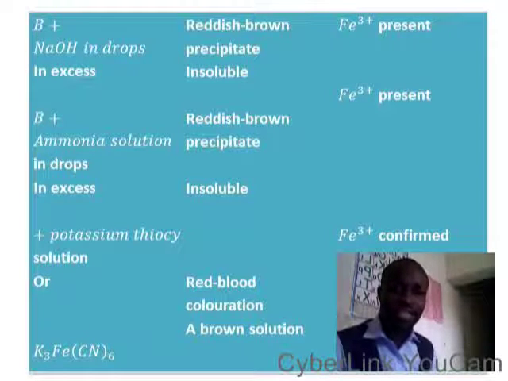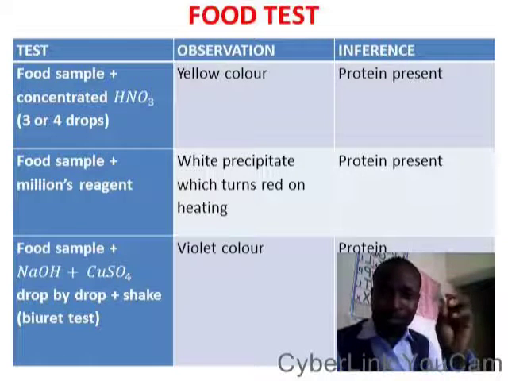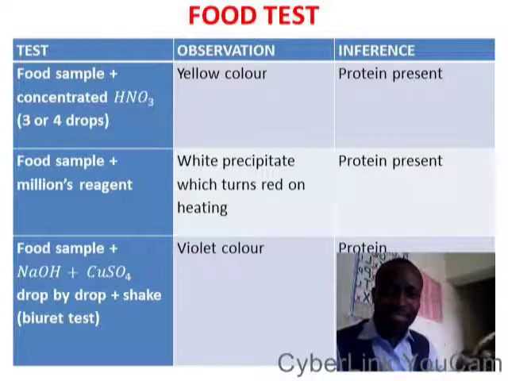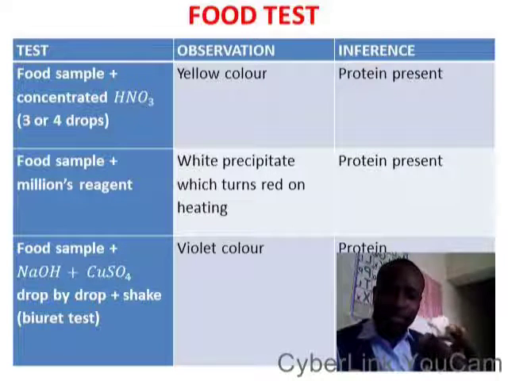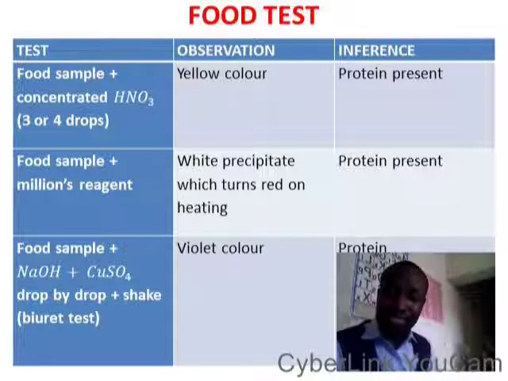Briefly moving to food tests and seeing what is there. Food test. This is an example of a carbohydrate. This is yam that could be turned into yam flour. We have rice, we have gari, we have beans. And how do we test for food? Look at the test, the observation, and the inference.